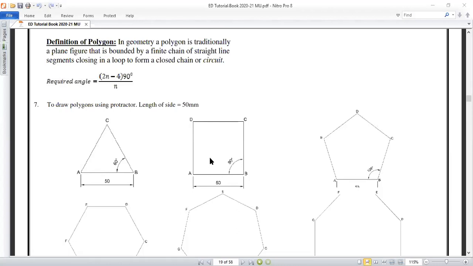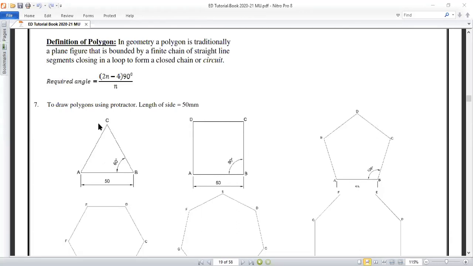In geometry, a polygon is traditionally a plane figure that is bounded by a finite chain of straight line segments closing in a loop to form a closed chain or circuit. For example, you are aware this is a triangle. So triangle is one kind of polygon.